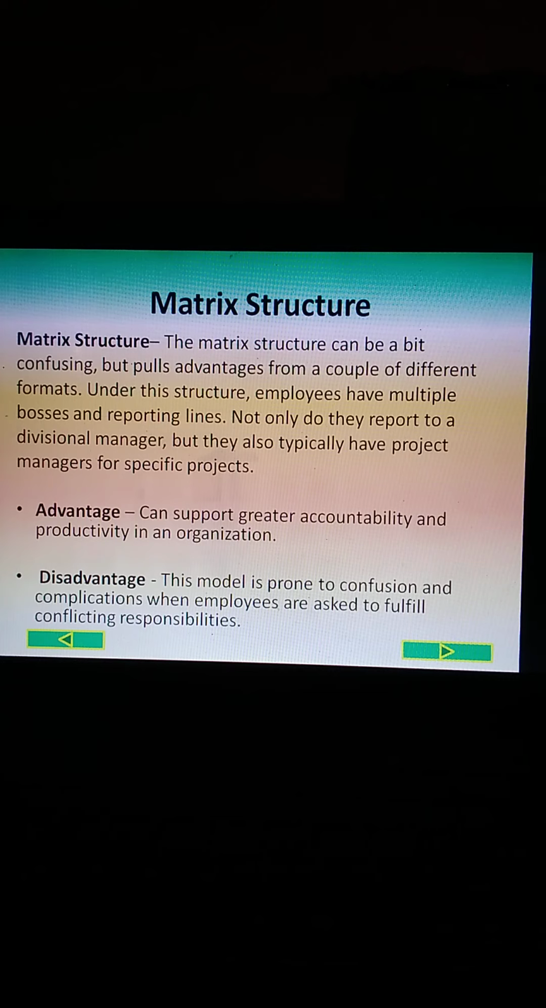Then we're going to look at the matrix structure. The matrix structure can be a bit confusing, but what it does is pull advantages from a couple of different formats. Under this structure, employees have multiple bosses and reporting lines. Not only do they report to a divisional manager like you see before in the divisional structure, but they also report to a project manager. So this is why they say it can be confusing, because they're reporting to a lot of persons.